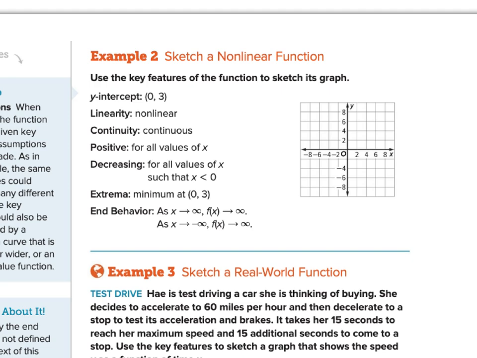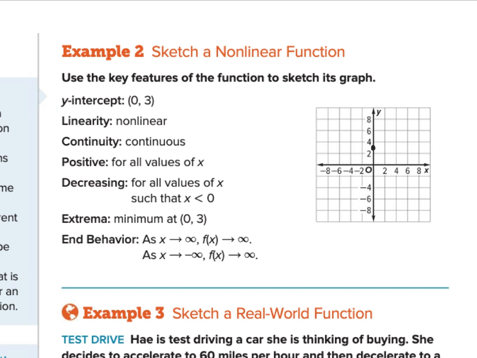It tells me the y-intercept is (0, 3). It is nonlinear, but it is continuous, okay? It's positive for all values of x. So that means nothing is going to be graphed down here because it is positive for all values of x. Decreasing for all values of x such that x is less than 0. All right, so it's decreasing until x is 0. And then the minimum is (0, 3). So I guess we're going to have increasing at this point in time.